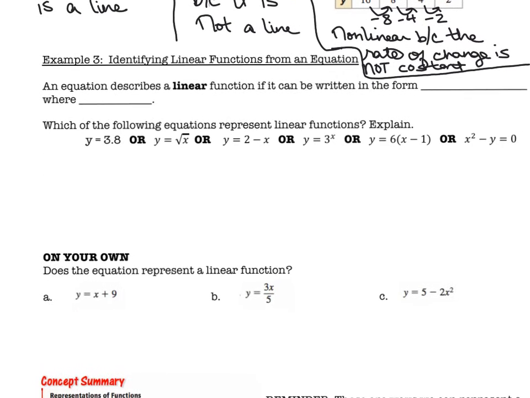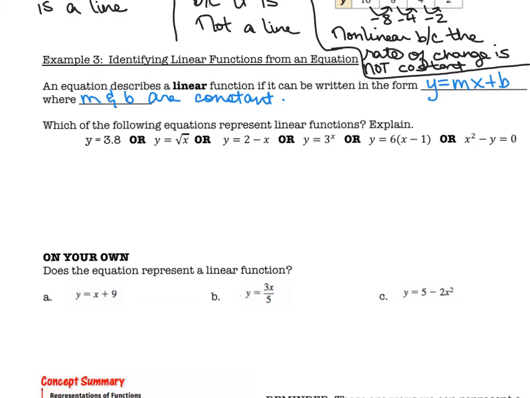Example 3. An equation describes a linear function if it can be written in the form y equals mx plus b, where m and b are constants. Which of the following equations represent linear functions, and explain? So y equals 3 and 8/10.